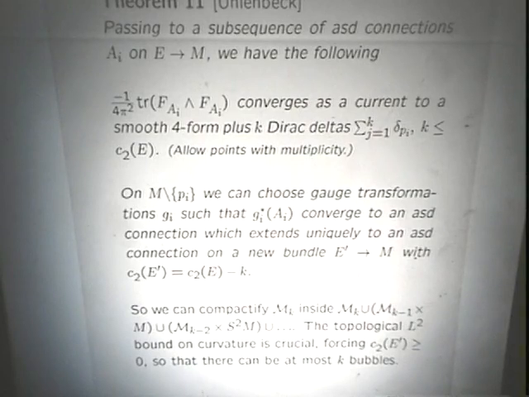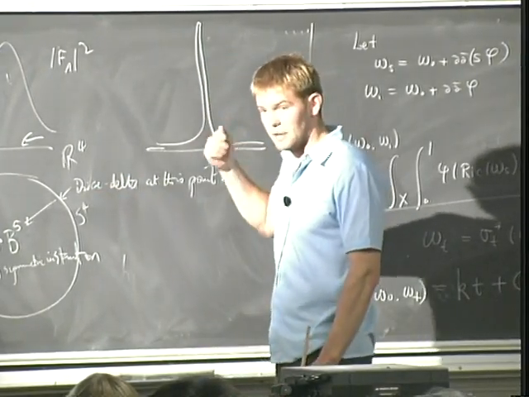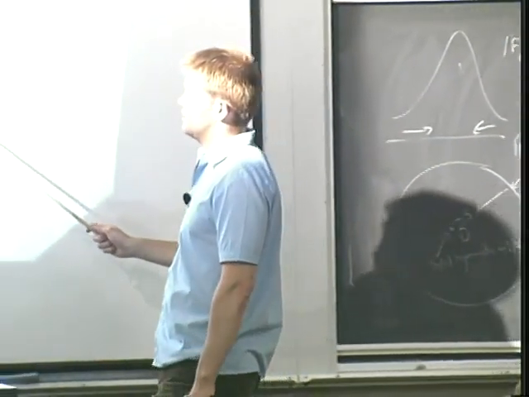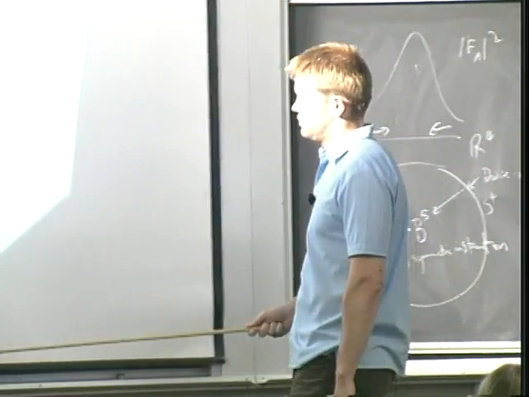So we can remove these Dirac deltas, we can pinch them off, and get a connection on a bundle with less second Chern class. So for each Dirac delta we pick off and we remove the singularity, we get a bundle with second Chern class reduced by that number of bubbles. These things are called bubbles by analogy with minimal surfaces.